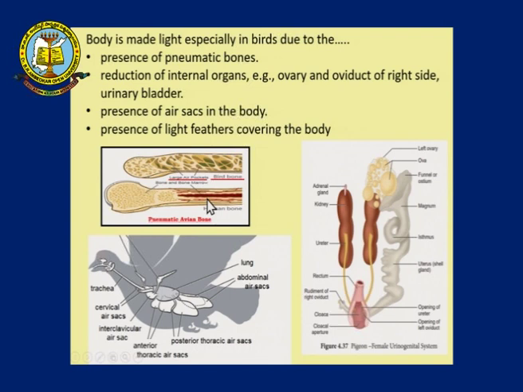And of course, the presence of air sacs in the body. You can see there are different types of air sacs, the cervical air sacs, the interclavicular air sac, the anterior thoracic and the posterior thoracic air sacs present over here, which help them to fly in the air. And the presence of light feathers covering the body also aids in the flight of these birds. So, these are some important adaptations in the birds for them to fly.